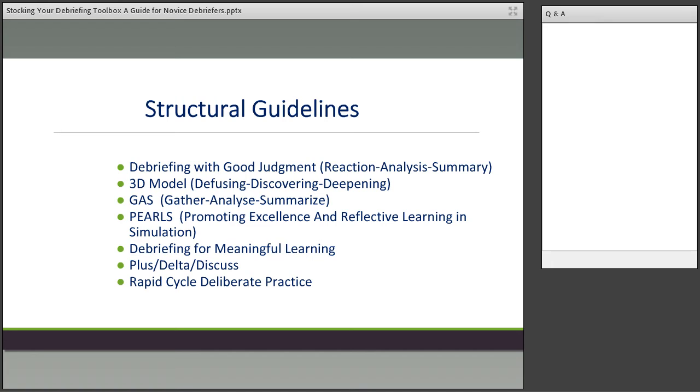The last one's rapid cycle deliberate practice. That's a form of debriefing that's not necessarily happening at the end, but throughout, where you're stopping, looking at what happened, doing a mini brief, resetting your clock, and starting again. Excellent for use if you're doing things that are extremely algorithmic, codes, for example, codes with new learners. So those are just, again, not an exhaustive list, but this just gives you an idea of what's out there.